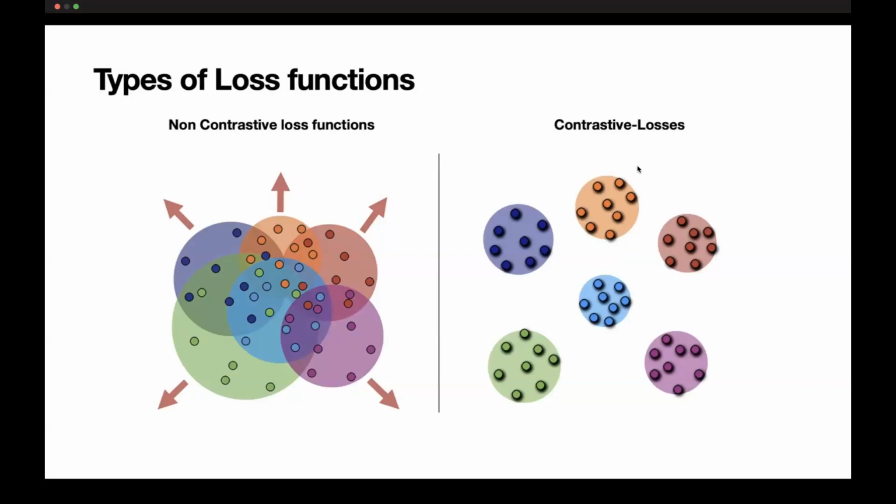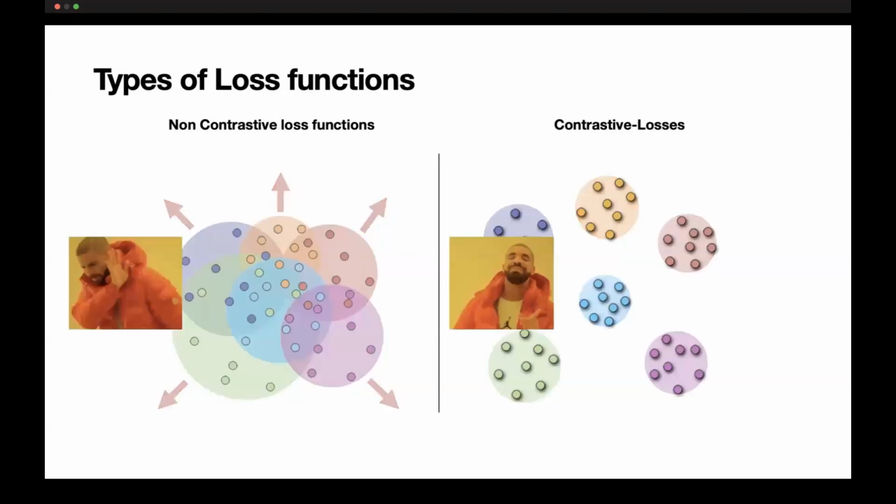But what contrastive losses do is they try to group similar embeddings, so it is sort of clustering. And this is what we want to do. We want to group the similar embeddings within a class closer together and make them farther from the embeddings in the other classes. And this will help us do better with verification.